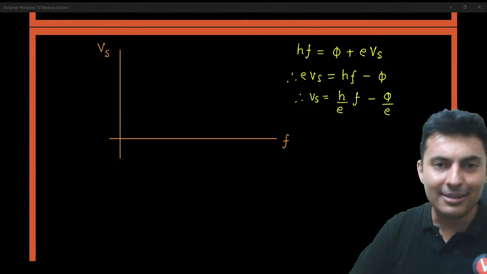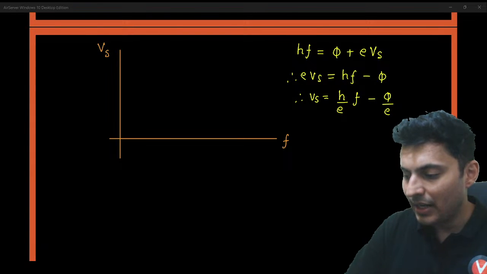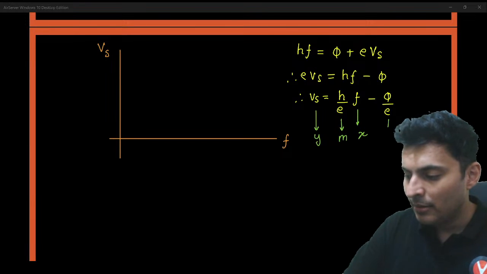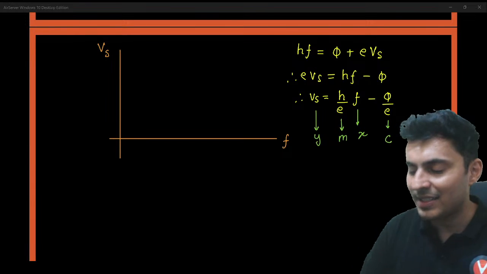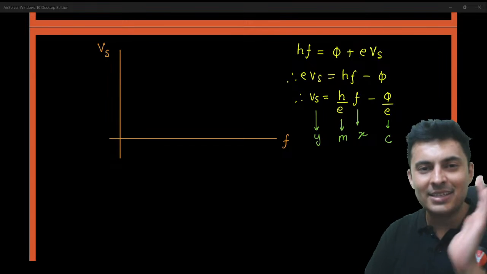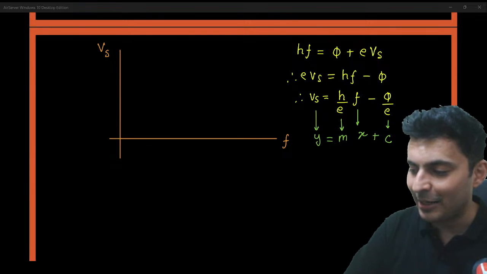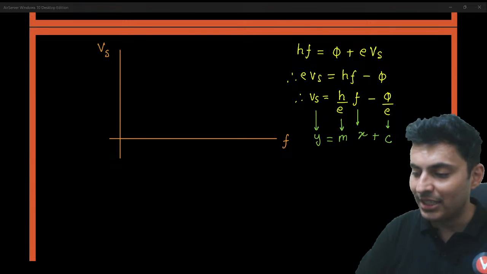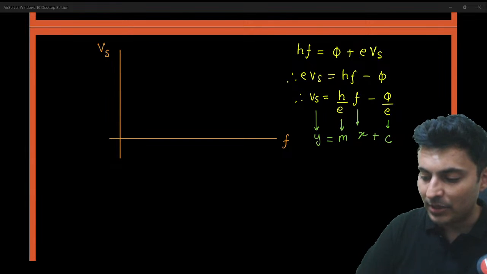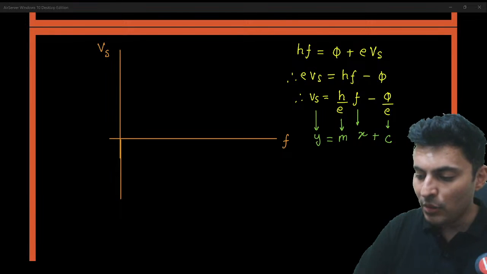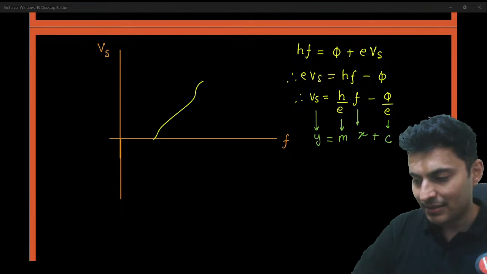Why did I make you write it like this? Vs, treat it like the y coordinate. h by e, treat it like the slope m. f, treat it like the x coordinate. Phi by e with negative sign, treat it like c, which is the y-intercept. y is equal to mx plus c. It will look exactly like that. So it has to be a straight line graph with negative y-intercept. So that's why you will see that the graph is like this.